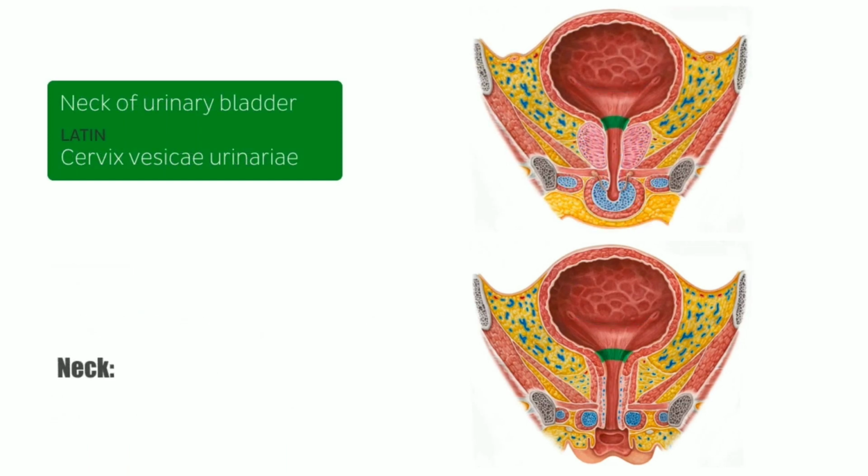So the neck of the bladder is situated at the base of the trigone and is therefore the most inferior aspect of the bladder.